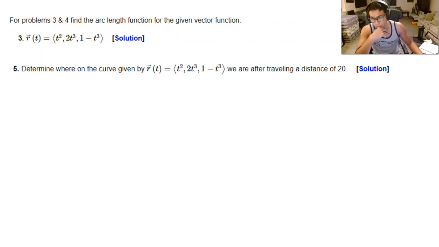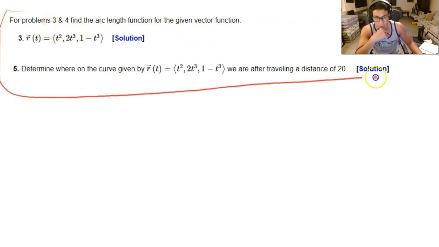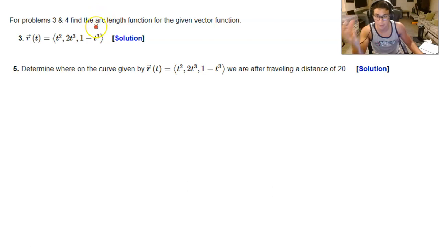Okay, so this is a good calculus problem, assuming you're in Calc 3 doing this. What you want to do is find the arc length, and then later on, after doing that, find where we are on the curve if we travel a distance of 20. Okay, so let's write out the formula for arc length.